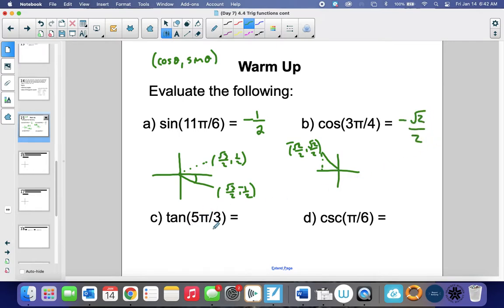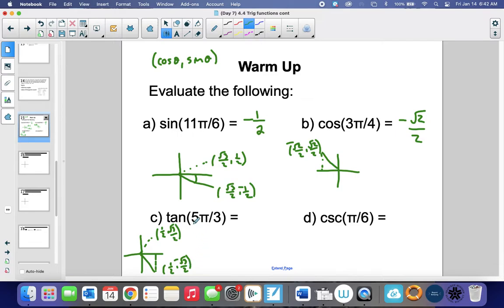For tangent, tangent is the tricky one. So 5 pi over 3, we've got 1 pi over 3, 2 pi over 3, 3 pi over 3, 4 pi over 3, 5 pi over 3. So we are in this quadrant. I know that at normal pi over 3, it is 1/2, root 3 over 2. So down here it's the same thing, 1/2, root 3 over 2, except in this quadrant, y is negative. So I know this is going to be negative.